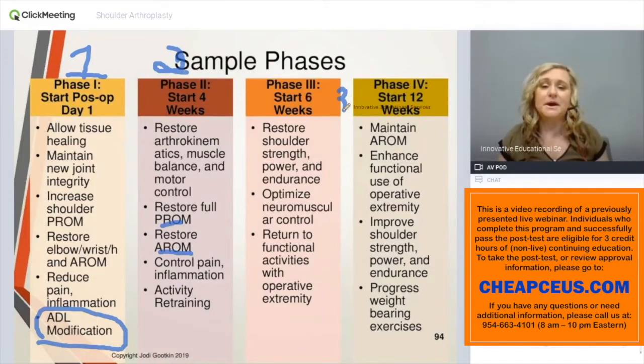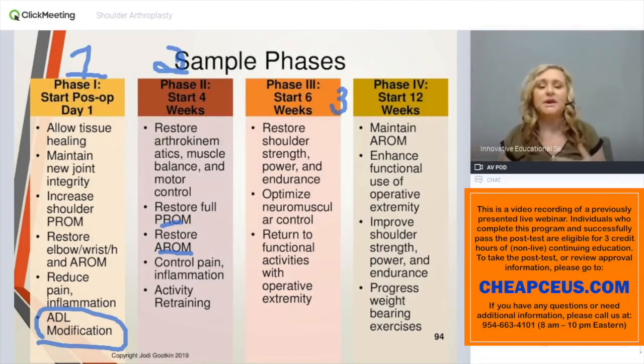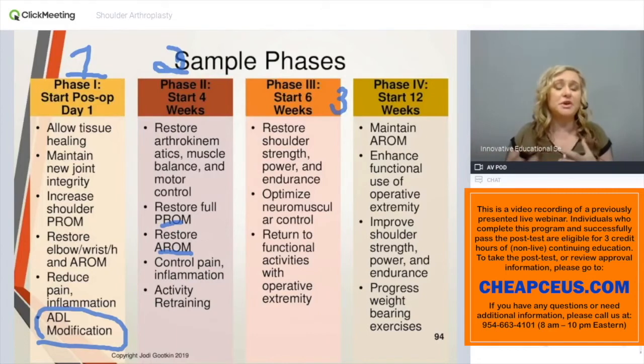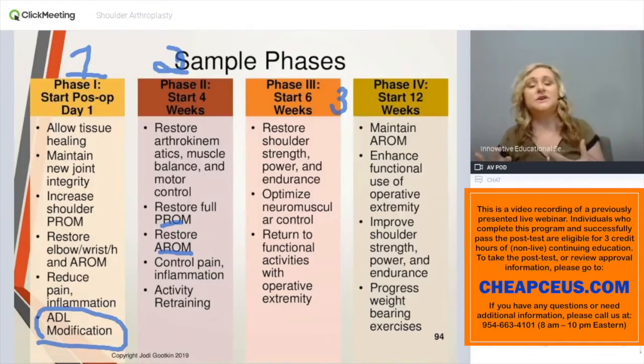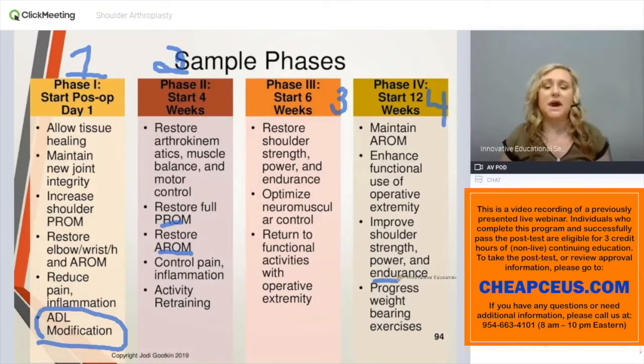By phase 3, at about 6 weeks out, we're looking at more functional activities being incorporated, starting to gain strength. And we know that gaining strength doesn't mean all of a sudden you're using weights in your rehab. Based on the patient, gravity might be the resistance that they're using. And then by phase 4, 12 weeks and beyond, we're looking at really increasing power, endurance, weight-bearing activities for that patient.